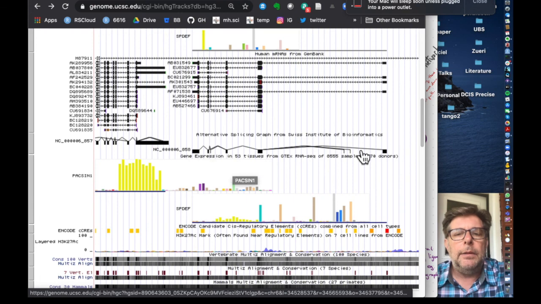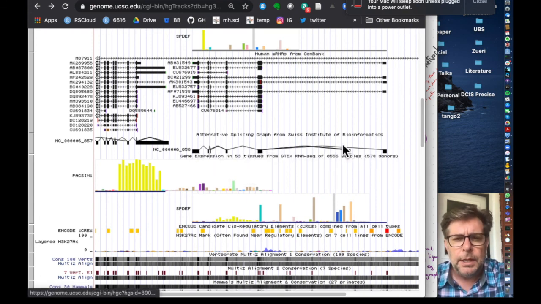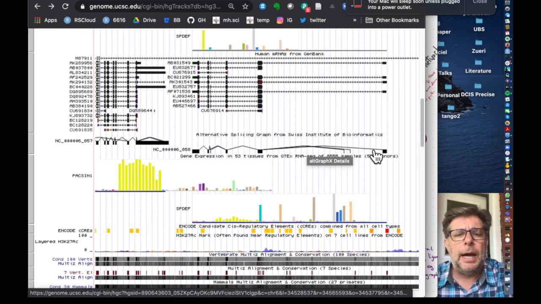And for example, there are some nice little graphics in here. This is from the SIB, the Swiss Institute of Bioinformatics. You can see the alternative splicing patterns, which exons are skipped or not.